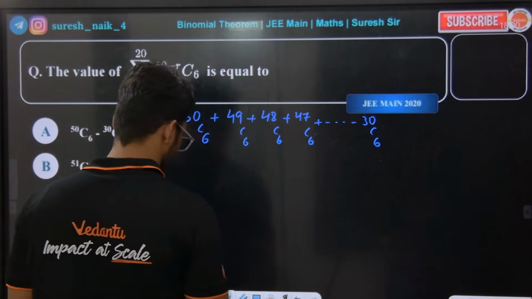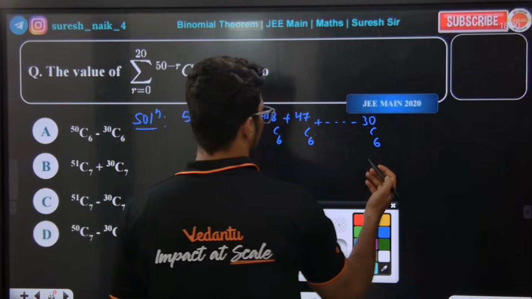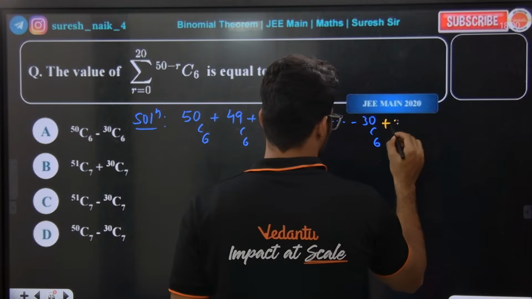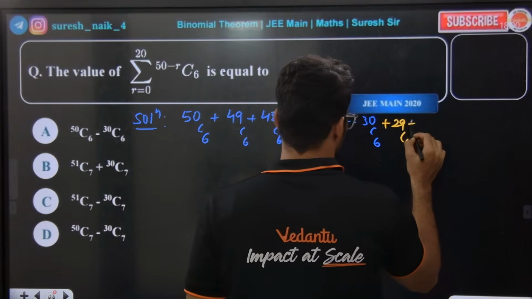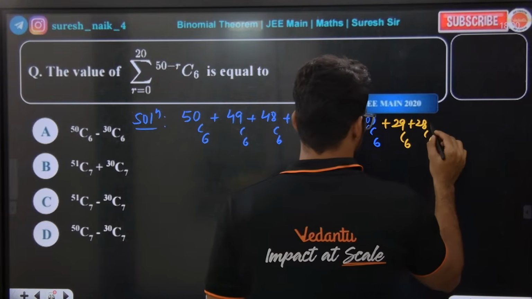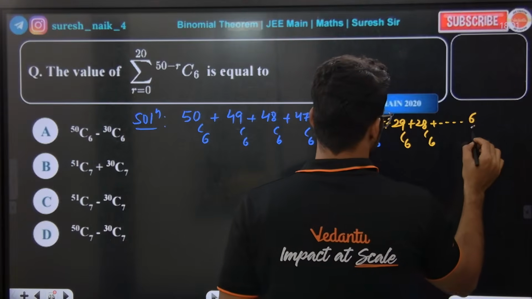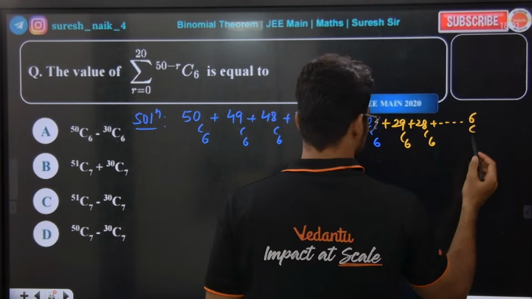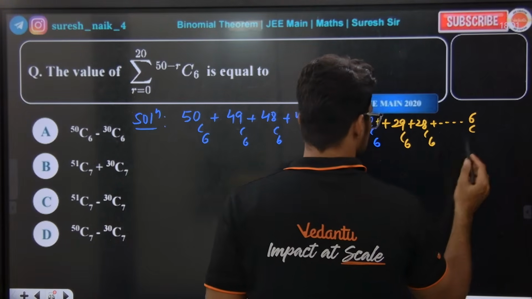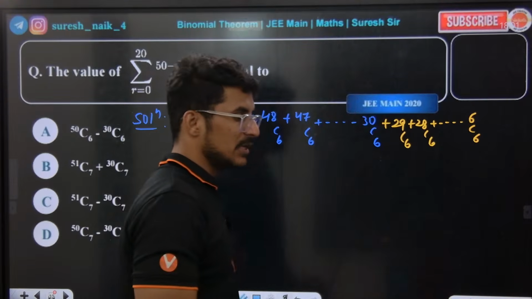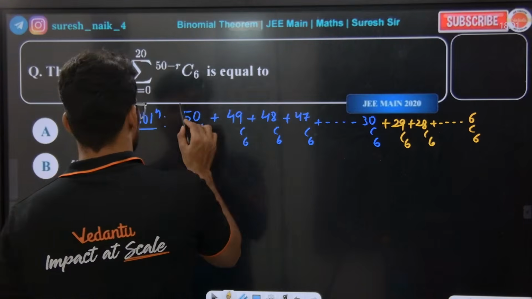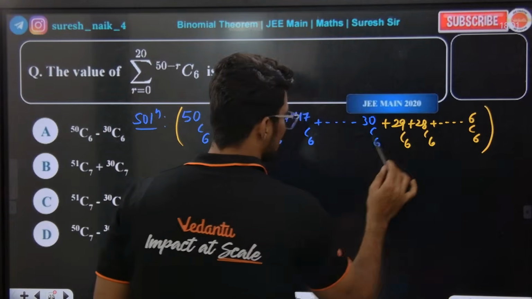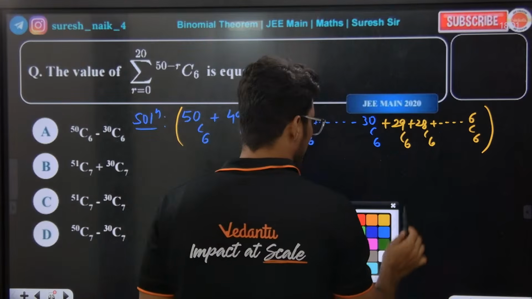Now I am going to apply a logic. What logic? We need to add and subtract something. After this, 29C6 will come, then 28C6 will come and so on till 6C6 I should go. I should write till 6C6. Understood? Now you are adding this yellow color term, so you need to subtract the same thing.